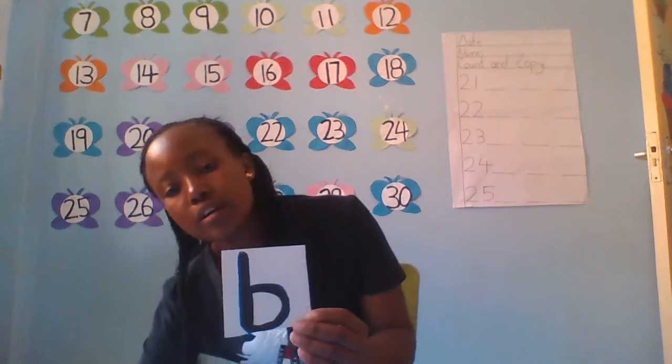Very good, children. The next sound is sound B. Can you say B? Very good. B for ball. B for ball. Good children.